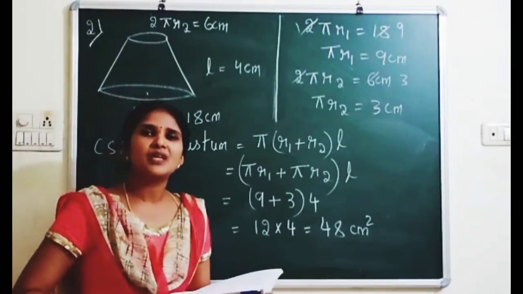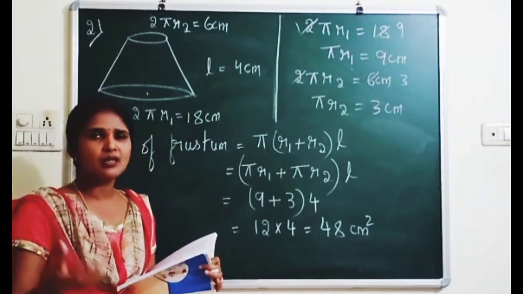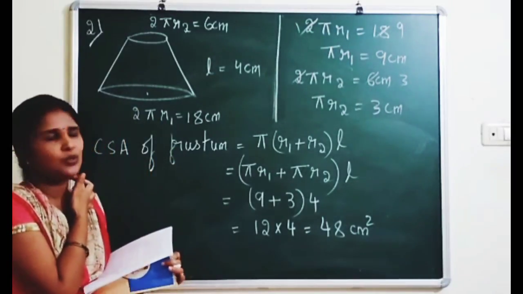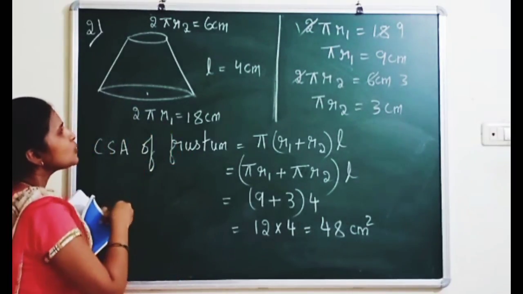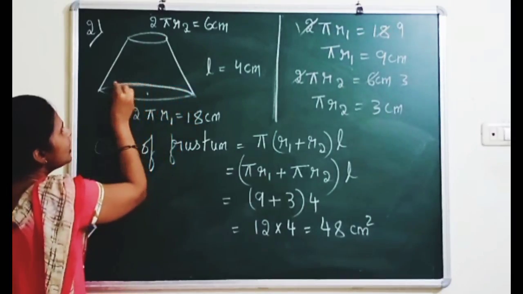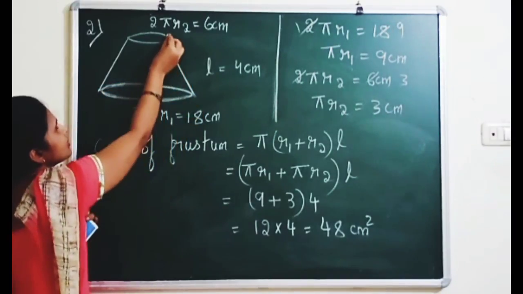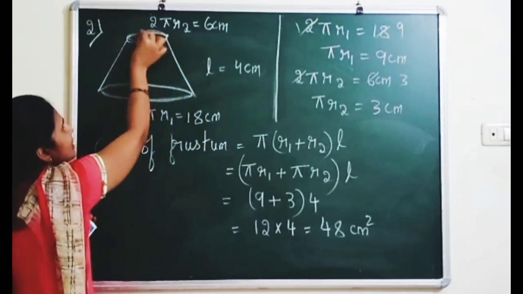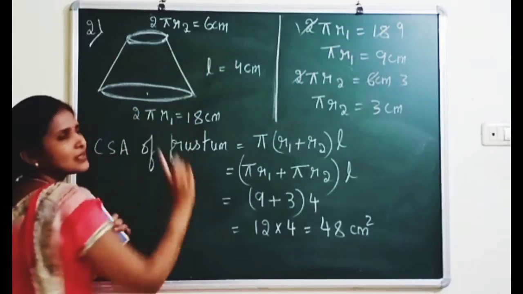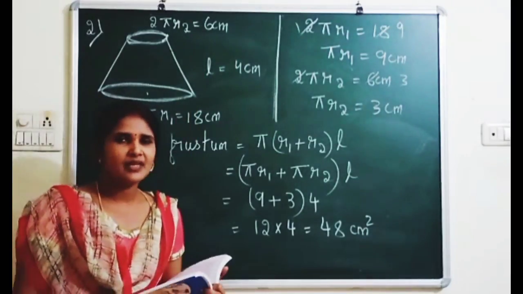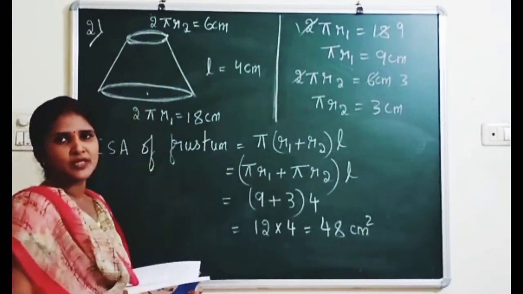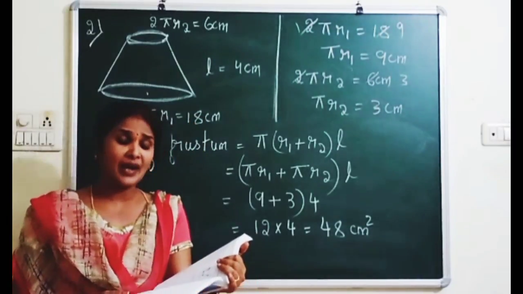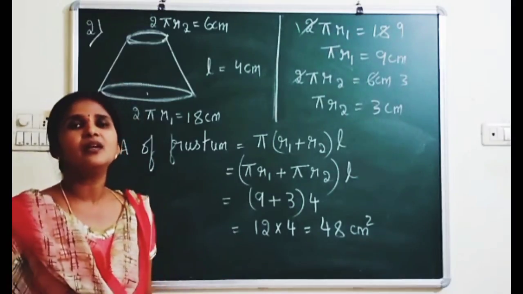Just recall the formula of circumference of a circle. What is circumference of a circle? 2 pi r. But here we have two radii, that is R1 and R2. So one will become 2 pi R1. You can see this boundary part is called circumference. So 2 pi R1 is nothing but 18 centimeter and this circumference 2 pi R2 is 6 centimeters. So given two circumferences, the bottom circle and the top circle, and given the slant height L is 4 centimeter. And what is going to be asked? Find the curved surface area of the frustum.